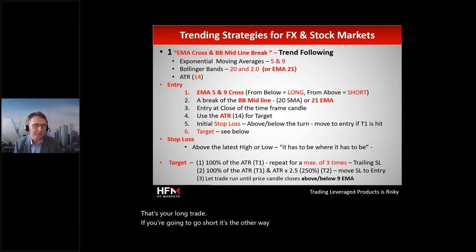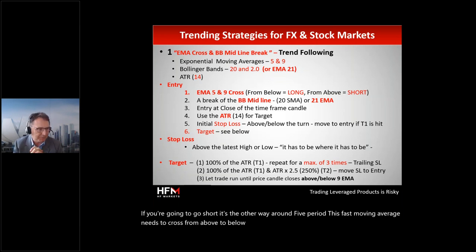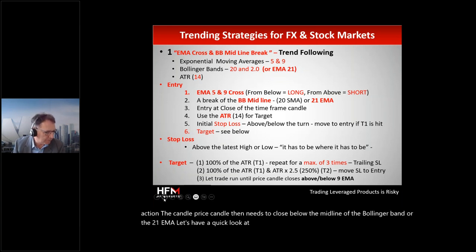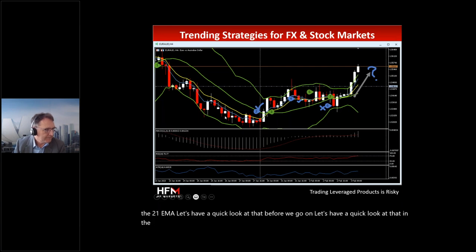If you're going to go short, it's the other way around. The 5 period, the fast moving average, needs to cross from above to below the 9 period moving average. And then the price candle needs to close below the midline of the Bollinger Band or the 21 EMA. Before we go on, let's have a quick look at that on the next chart. So what's happened here?